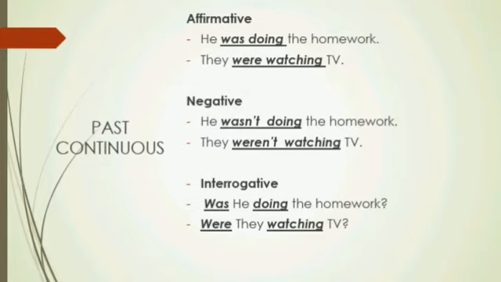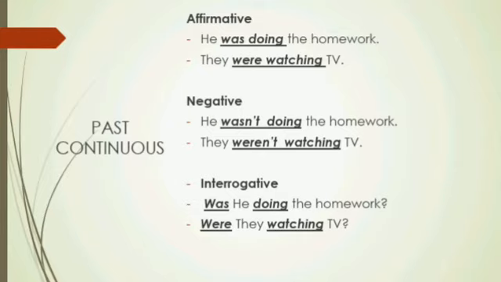In second sentence, we use weren't before the main verb with ing. Example: they weren't doing homework. They is the subject, and after that we have weren't in negative form. Later, we have the main verb doing with ing.